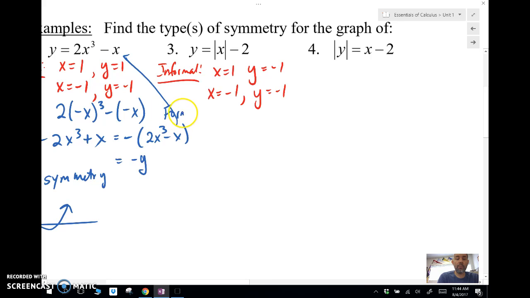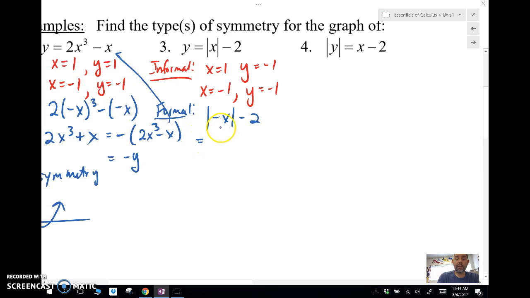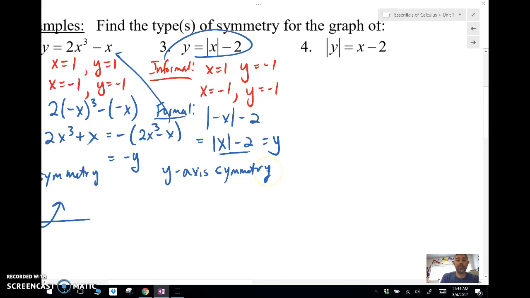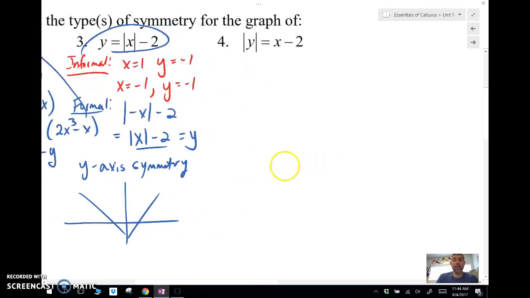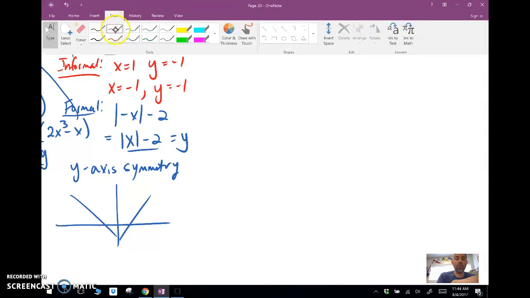Okay, so formal now. I'm going to plug in negative x, so negative x minus 2. And the absolute value of negative x is just going to give me the same thing as the absolute value of x. Now notice here that's the same thing as what I had to begin with. So that's clearly y-axis symmetry by the rules that we just talked about. And it looks like this, which is an absolute value graph, where you can clearly see the symmetry on the y-axis. All right, let's look at one more.